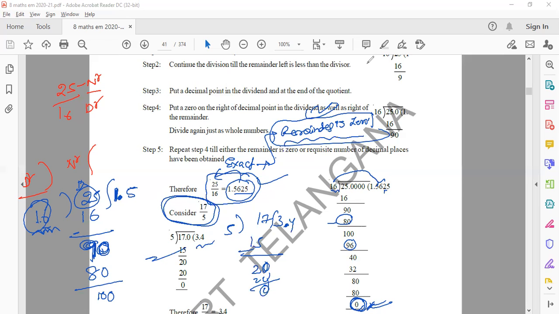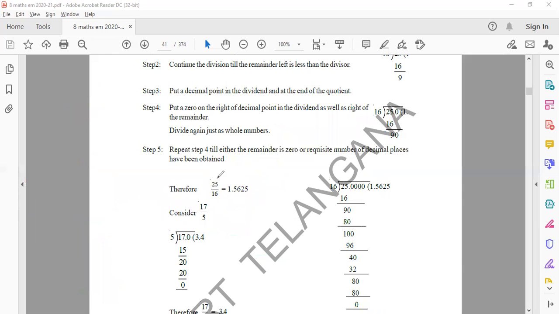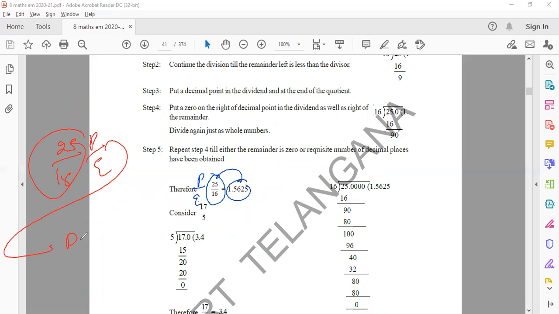Clear. So this is the way you have to do that. The rational number P by Q is converted into the decimal form. Okay, 25 by 16 is a rational number in the form of P by Q. You convert it into decimal form, that is 1.5625. You need to understand the procedure: once you keep a point, in every case after the remainder you can write 0. Then you continue your procedure.